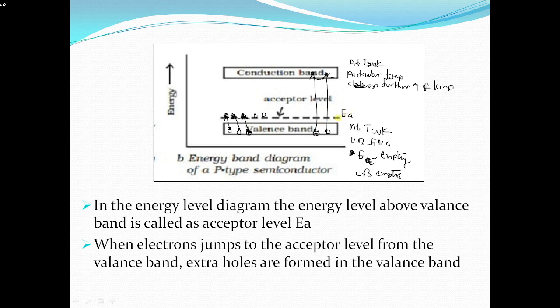So where does the acceptor level lie? The acceptor level lies just above the valency band. The acceptor level lies just above the valency band. So this is the band structure of extrinsic semiconductor.